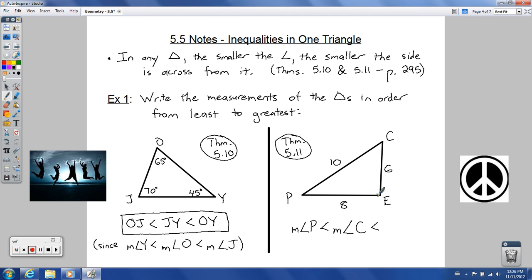And then finally, what's the biggest one? E is the biggest one. This is going to match up with the 10. So these would be in order from smallest to largest. So I'm saying this is less than this, which is less than this.